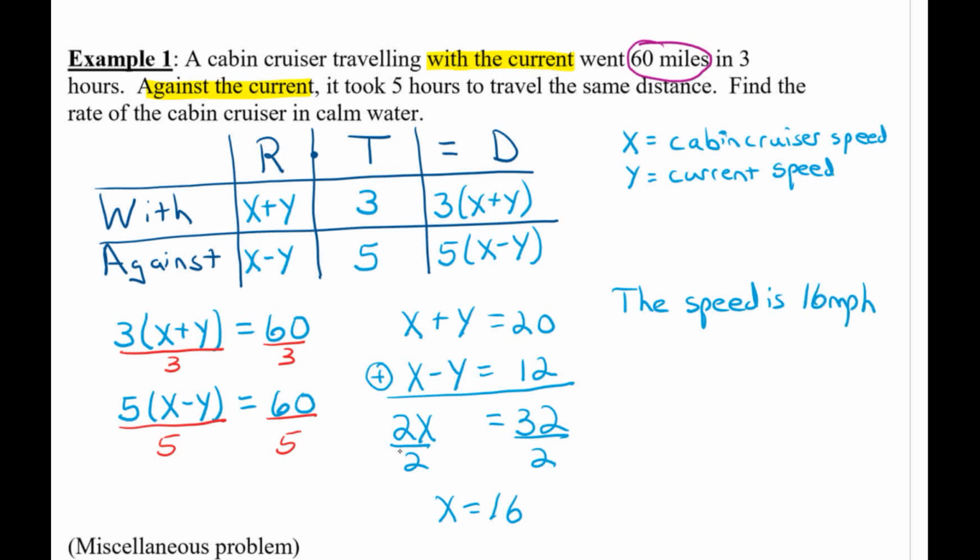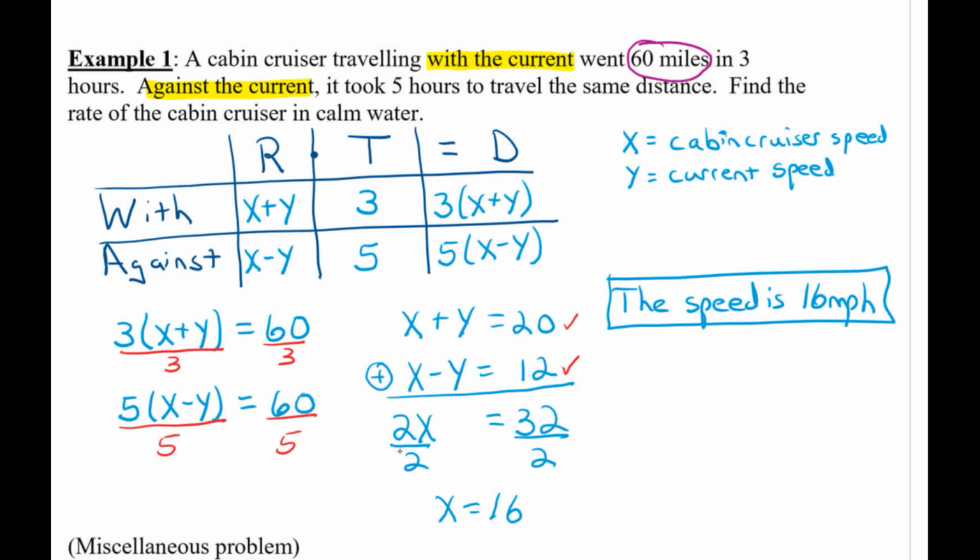16 miles per hour. But if they asked us for the current speed, it would be very simple to plug that back into either one of these equations to get that the rate of the current is actually 4 miles per hour. So that would be pretty easy to do.